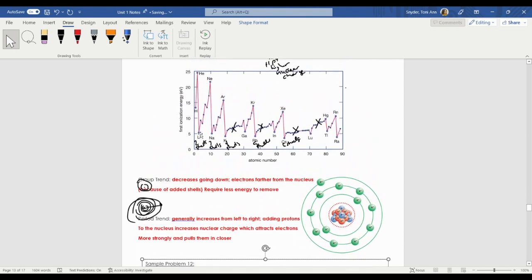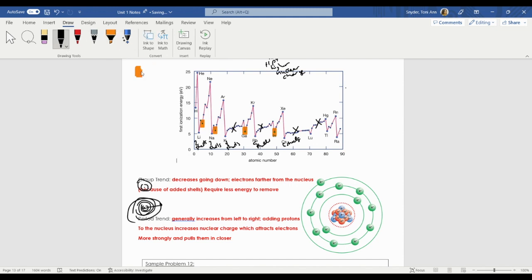So why do we have these little blips in the graph? Let's take a look at our group 13 elements first. So I'm just going to highlight here. Group 13 would be if I have this element right here, and if I had gallium, and if I had indium. Indium's over here. So why do I see these weird blips in the graph?